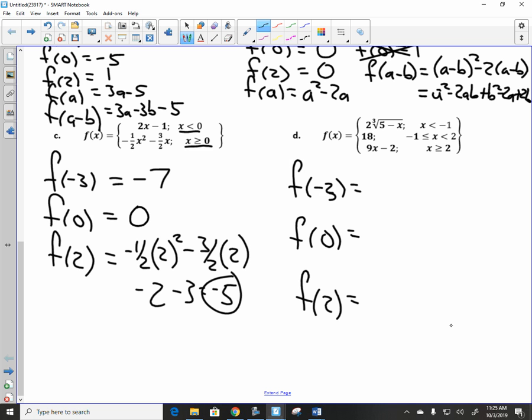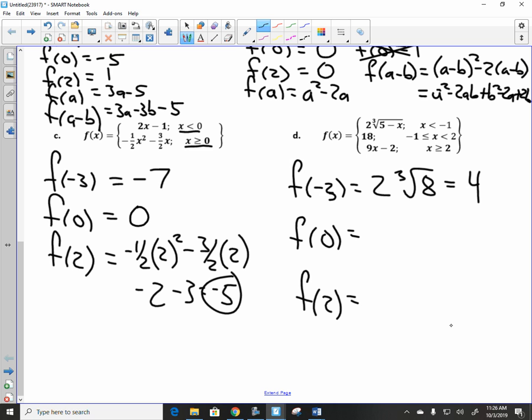Negative 3, plug in top, middle, or bottom? Top, you get 2 times the cube root of 8. Cube root of 8 is 2, times 2 is 4. 0, top, middle, or bottom? Middle. Yeah. The cube root only produces one result because negative 2 times negative 2 times negative 2 is negative 8. So a cube root produces one result. Good question.